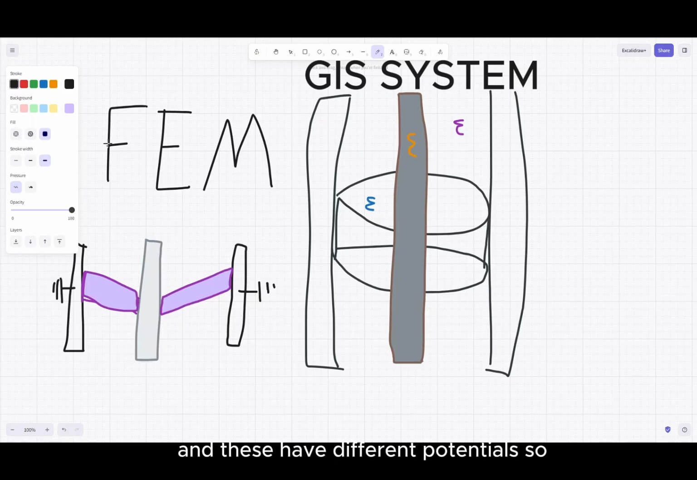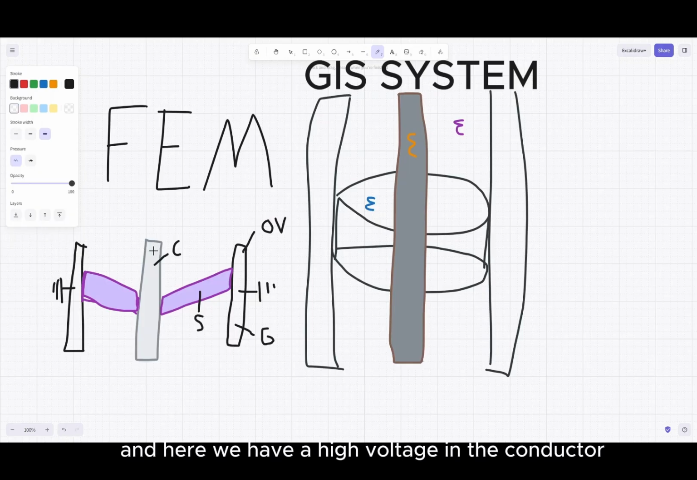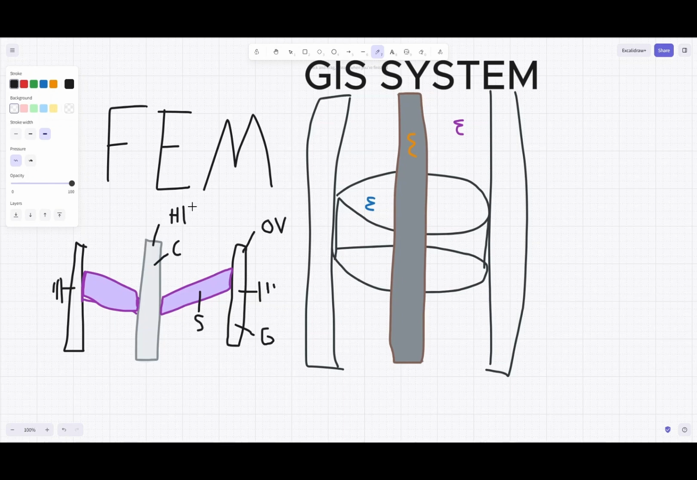And these have different potentials. So let me write C here for the conductor and S here for the spacer. And this one is grounded. Let me just write G for grounded. We have different potentials. The boundary condition for this is that here we have 0 volt assigned. So we know this potential. And here we have a high voltage in the conductor. These are different potentials. But how can we model this with the finite element method?